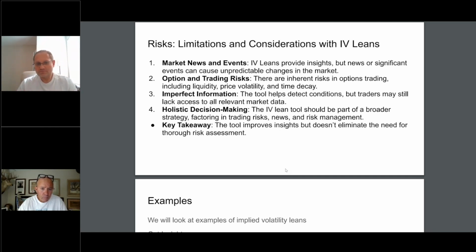You still have to go and look at market news and events, and maybe even an implied volatility lean could be explained away because of the current news or events, where perhaps somebody's doing something because there's some news out there or news about to come out, like an earnings, and then it'll explain away perhaps what's going on. Obviously, there's always trading risks with options, so you still have all those risks with liquidity, price, volatility, time decay. Those don't go away.